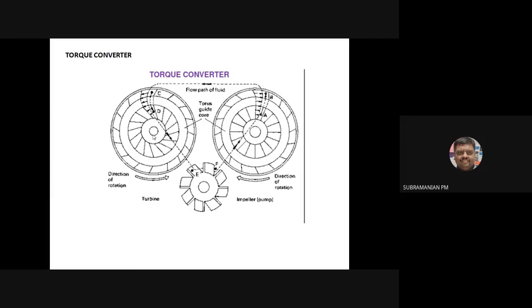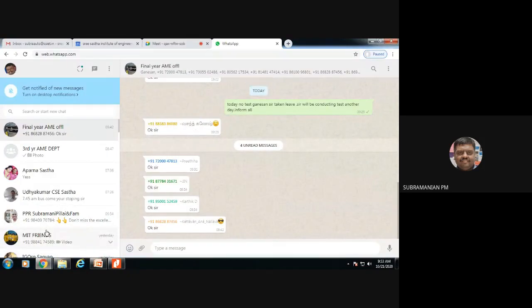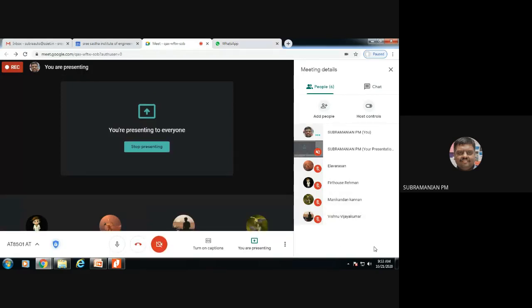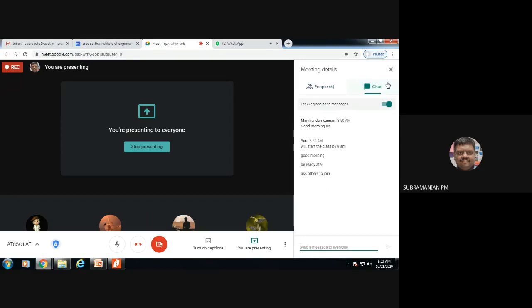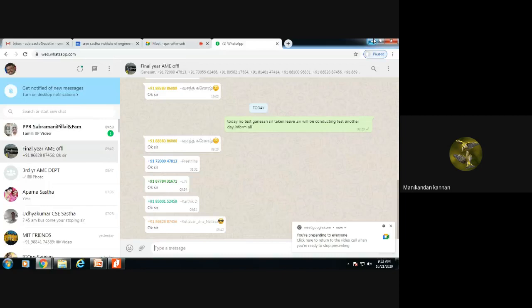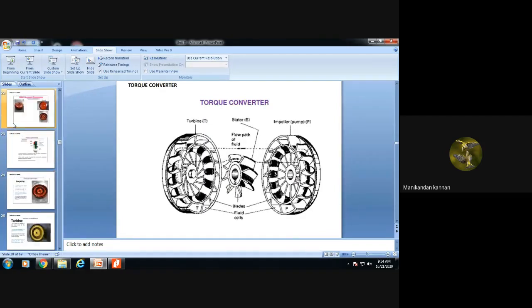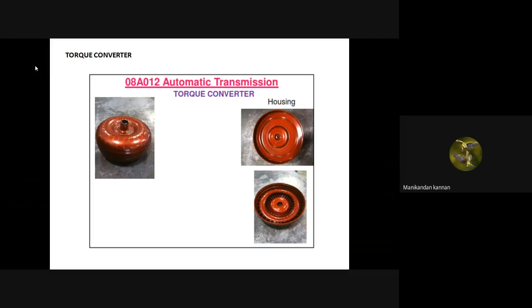So have you copied? Ilavarasan, Raghuman, Manikandan, Vishnu, Vijay Kumar. Manikandan, are you on the line? Yes, sir. Okay. Shall we start torque converter now? Okay, my voice is audible? Manikandan? Yes, sir. Torque converter, we can start now. Okay.